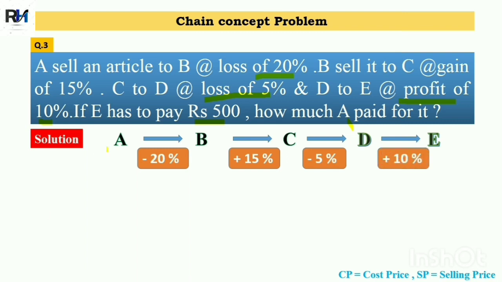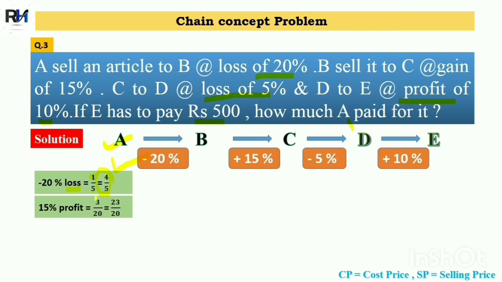After representing the persons, now we have to represent the percentages. Minus 20% loss: 20 by 100 gives 1 by 5. Here loss is given, therefore we subtract 1 from 5 and get the fraction 4 by 5. After that, 15% profit: 15 by 100 means 3 by 20. Here profit is given, therefore we add 3 to 20 and get the fraction 23 by 20.